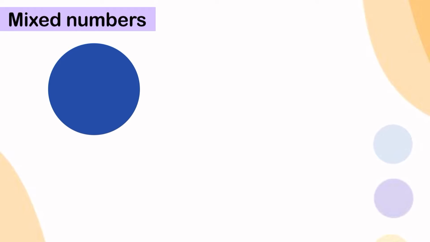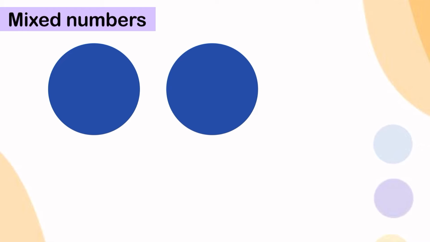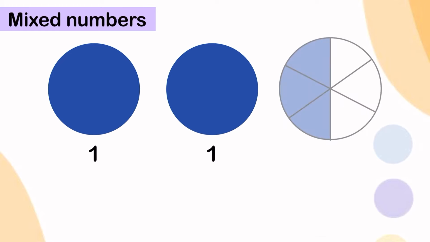So we have a whole, right? A whole circle. And we have two wholes. One whole and one whole. So when you see a circle like this, we call it a whole. We have one whole and one whole.